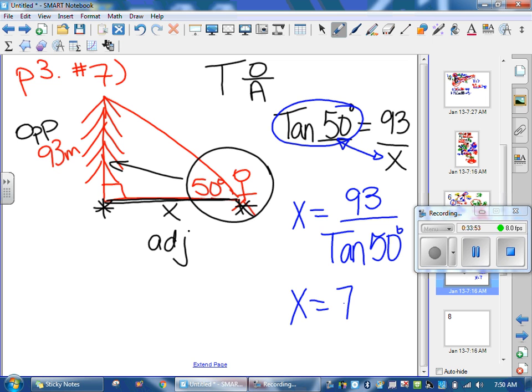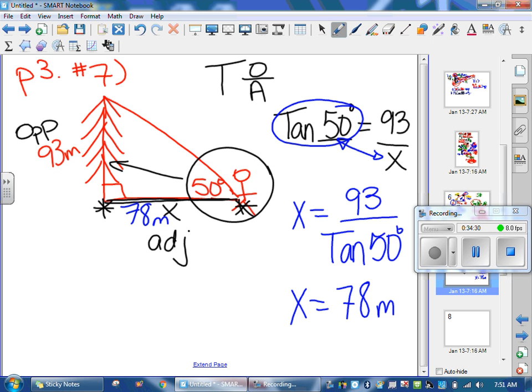The other situation we could find is if we are trying to find another side, but this time we're going to be multiplying. So let's take a look at question 9. So page 4, number 9 is going to be our example of multiplying versus dividing in our equation.